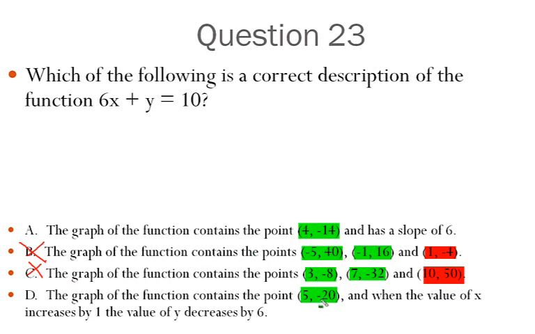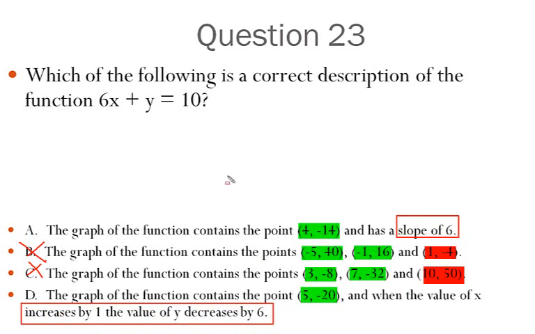But now we need to check the slope, because this answer choice over here says it has a slope of 6, and this one also tells us a slope, but in more words. So first let's see what the slope is, and then we'll look at these two answer choices. If we want to find the slope, we need to rearrange it in slope-intercept form. So I'm going to subtract 6x from both sides, and I'll cancel it out from over here. I'll get left with y equals, I'm going to put this in front, negative 6x plus 10.